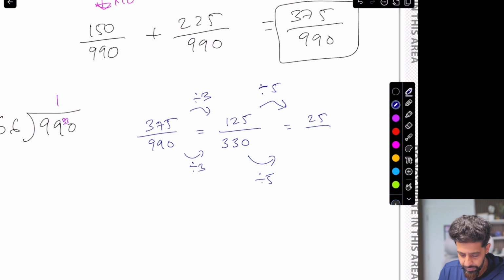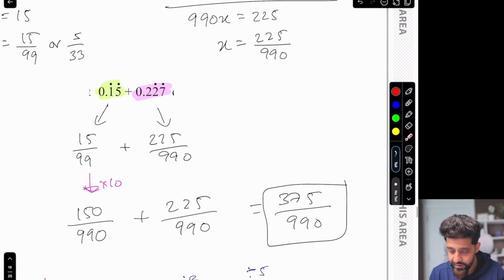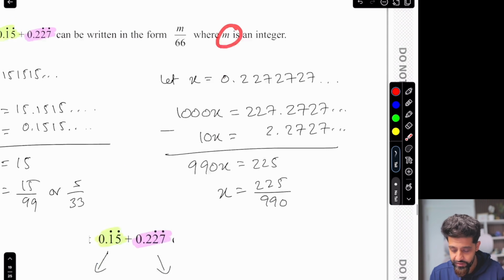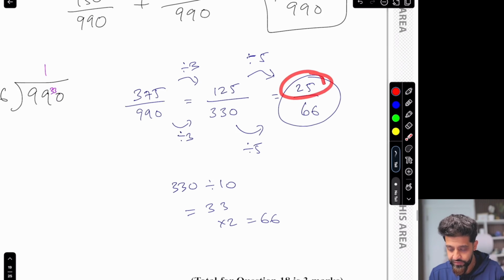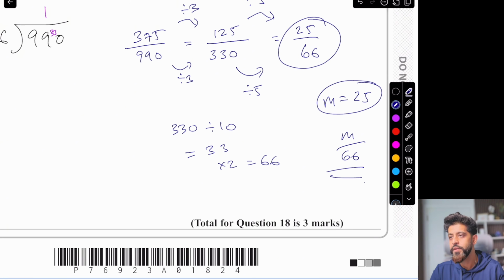Now this one, you could count up in 5s if you want, or do the other way. So 330 divided by 10 is 33, and then times the answer by 2, so that would be 66. There you go. So the value of M is 25. Okay, so M is equal to 25, so M over 66.